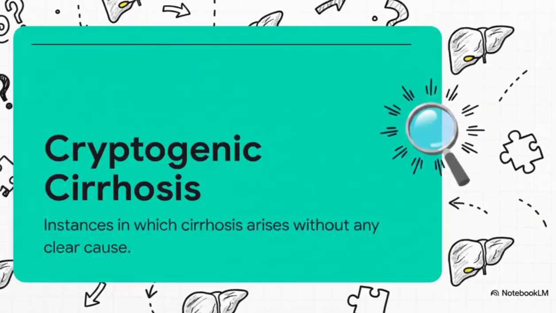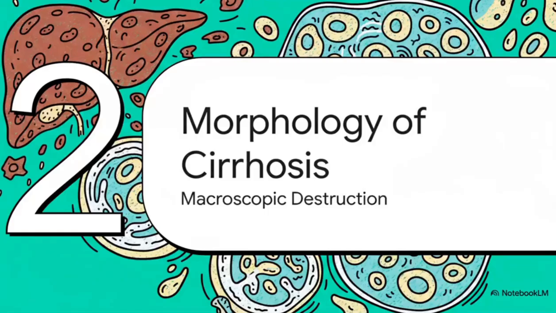And hey, if you encounter a clinical case where the etiology of the end-stage liver disease is entirely unknown, meaning it pops up without any clear cause, we formally call that cryptogenic cirrhosis. Moving right along to Section 2, the morphology of cirrhosis.